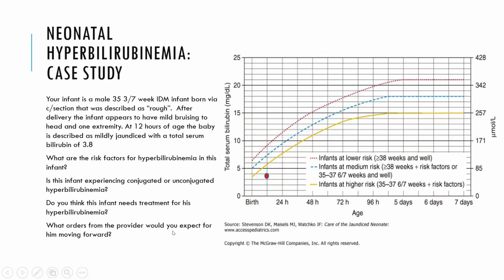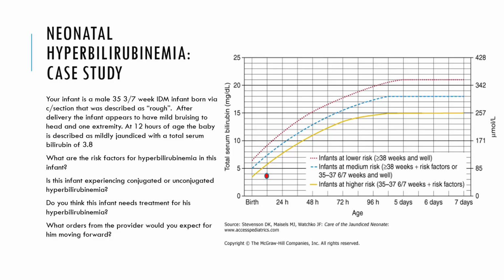I wanted to do one case study real quick before we're done. So you have a male infant, 35 and 3 weeks, an infant of a diabetic mother born via C-section that was described to you as rough, right? We've all had that report. It was a rough delivery. You're like, I don't know what that means, but it sounds not good. So after delivery, the infant appears to have mild bruising to the head and one extremity. Red flag, right? Risk factor should be like ding, ding, ding in your brain.